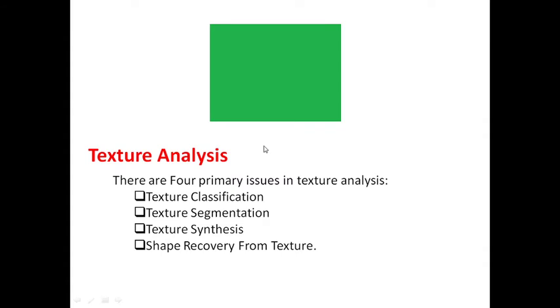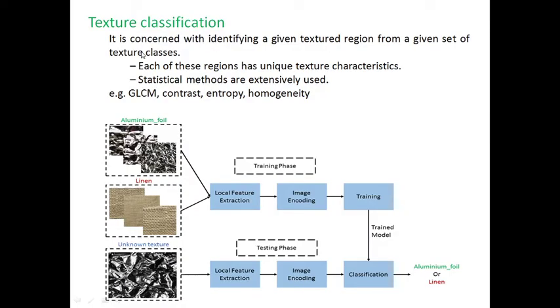Then how do we analyze a given texture? There are four issues in texture analysis. One is classification, next is segmentation, then synthesis, followed by shape recovery from texture. So how is texture helpful in classification, segmentation, and synthesis, and how can one recover the shape from a given texture in the image? Let us discuss texture classification.